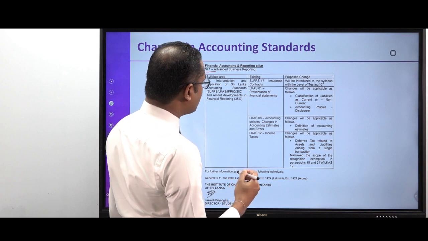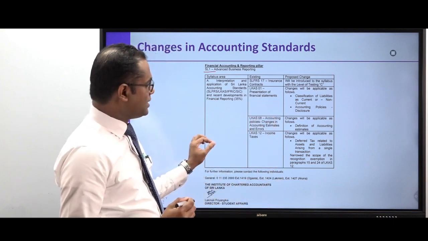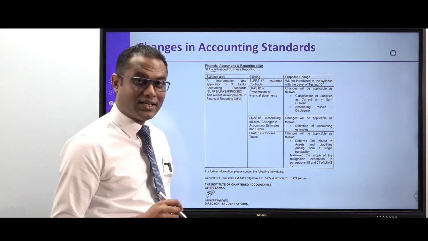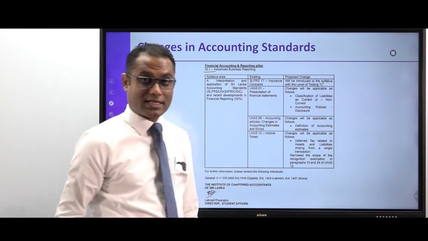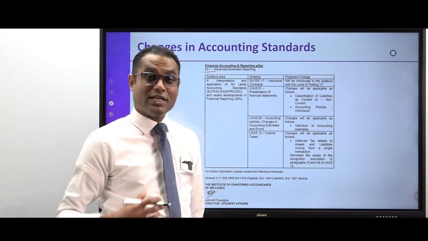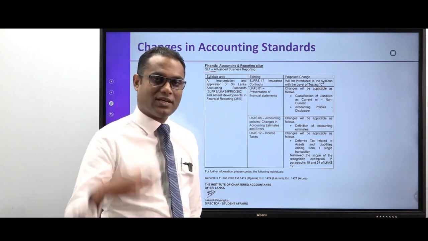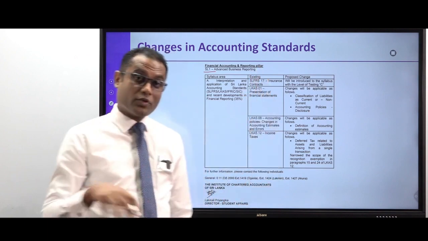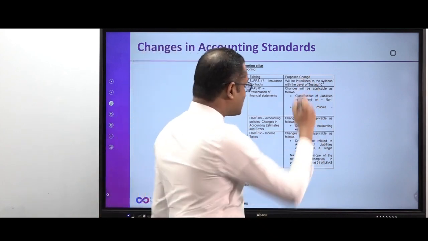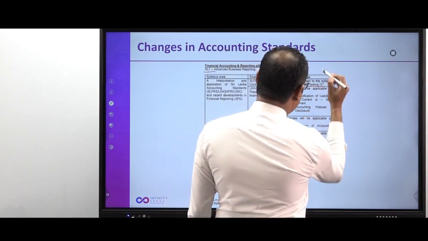Number one is SLFRS 17, Insurance Contracts. Earlier, before this change, this standard was not within the syllabus, but now it is included. That means you should know about this standard. It is mostly important for insurance companies, whose main business is to enter into insurance contracts with clients. How to account for these insurance contracts is the main area covered in SLFRS 17. But the good news is, if this is tested in the examination, it is going to be tested as level C testing.